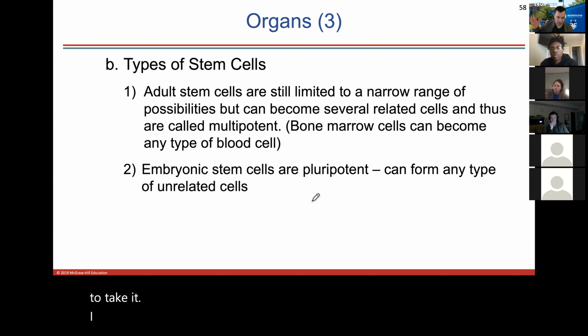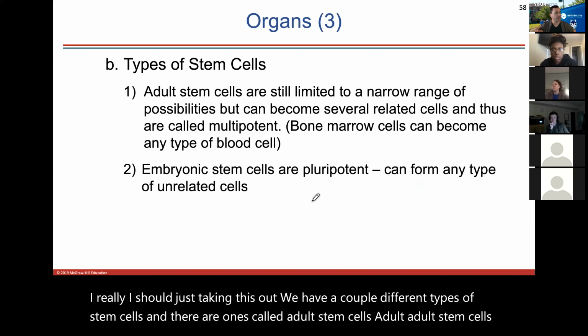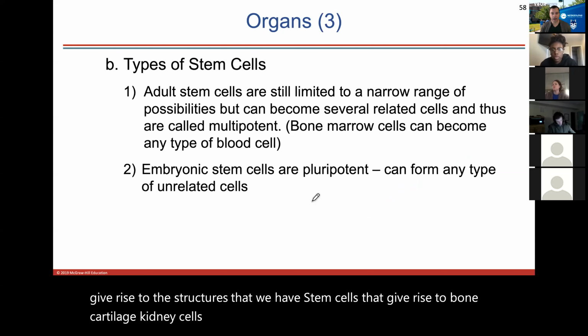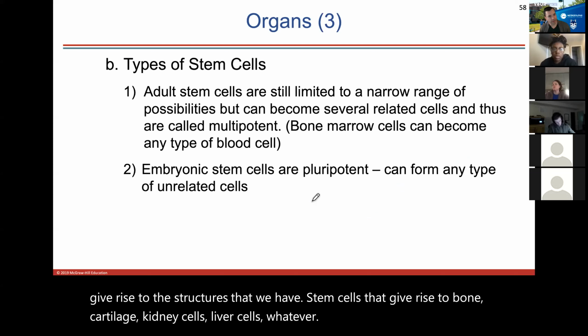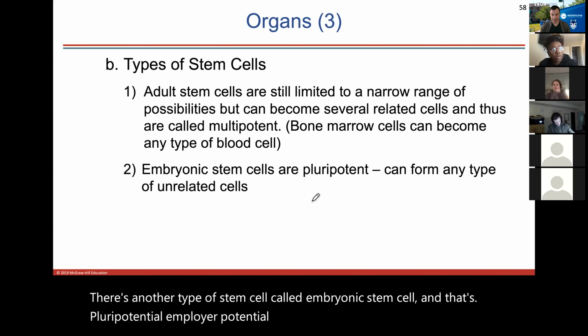I should have just taken this out. We have a couple different types of stem cells, and there are ones called adult stem cells. Adult stem cells give rise to the structures that we have: stem cells that give rise to bone, cartilage, kidney cells, liver cells, whatever. There's another type of stem cell called the embryonic stem cell, and that's pluripotential. Pluripotential means it can become anything with the right stimulus.